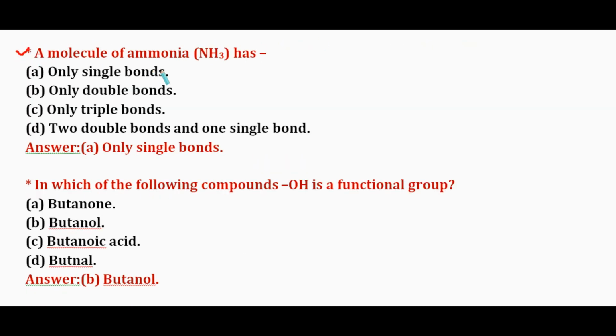Next, a molecule of ammonia NH3 has only single bonds, only double bonds, only triple bonds, two double bonds and one single bond. It has only single bonds, and the structure is N with three H, and these three bonds are single.